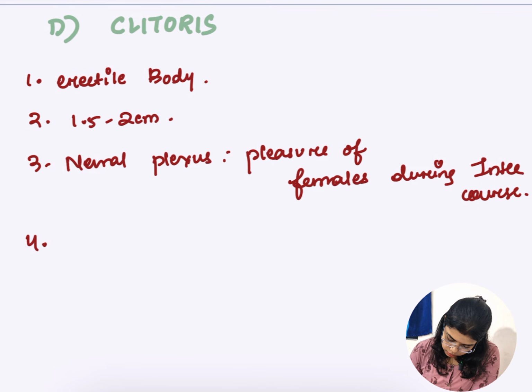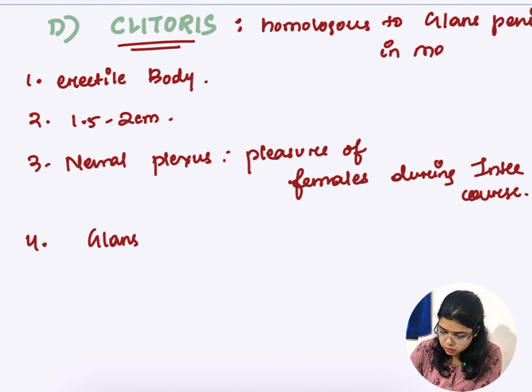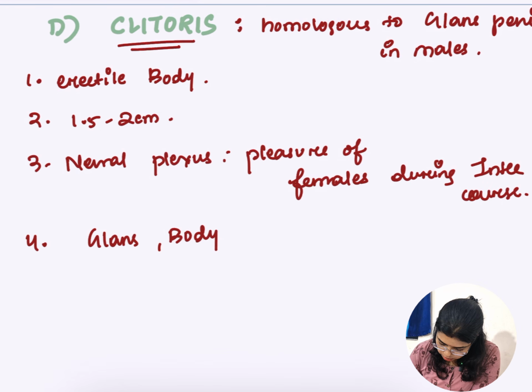Fine. Then what are the parts? It consists of glans, and remember, this is homologous to the glans penis in males, okay. So it consists of glans, body and two crura.